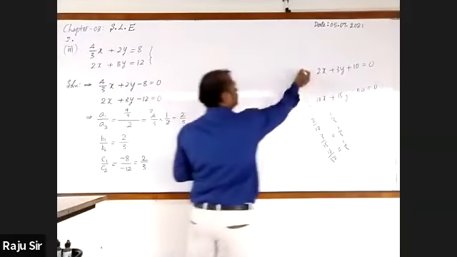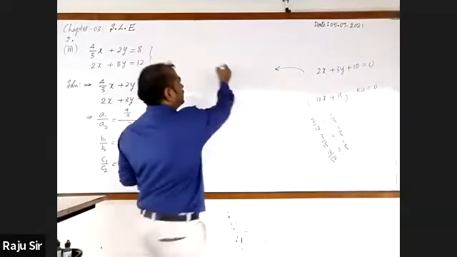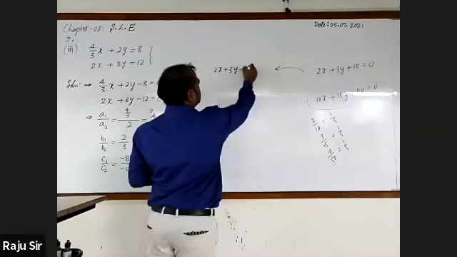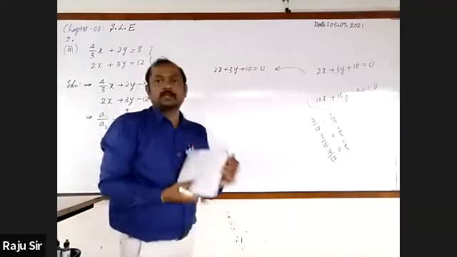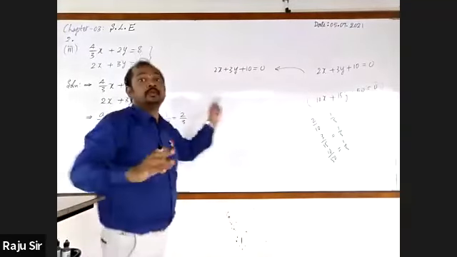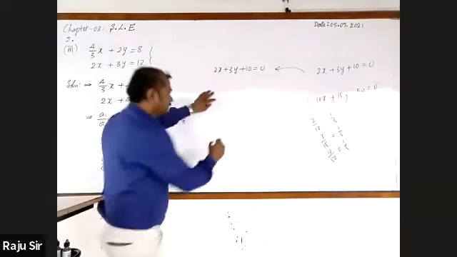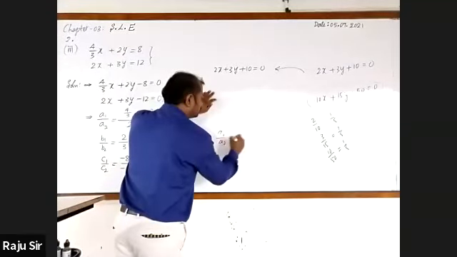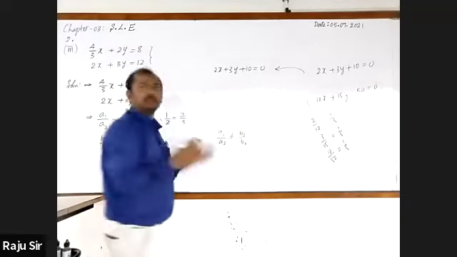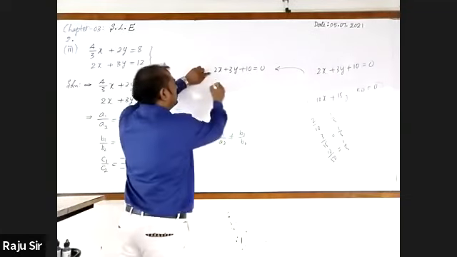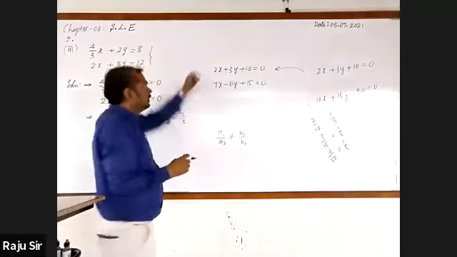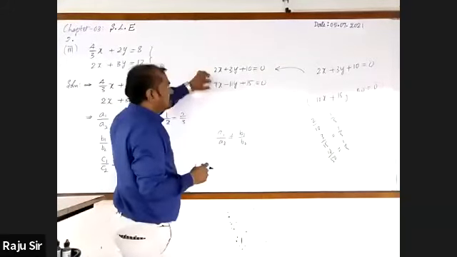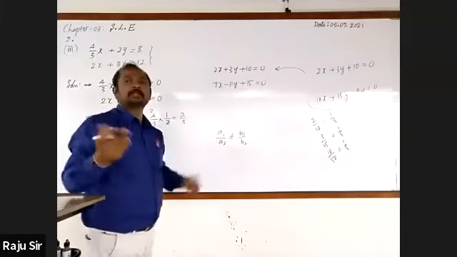Suppose we want a unique solution. This is one equation, that is 2x plus 3y plus 10 equal to 0. We want another equation which satisfies the condition of unique solution. For unique solution, a1 by a2 should not be equal to b1 by b2. You can write however you want. I'll write this as 7x minus 11y plus 50 is equal to 0. Look here, 2 by 7, and here 3 by minus 11. Both are not equal.